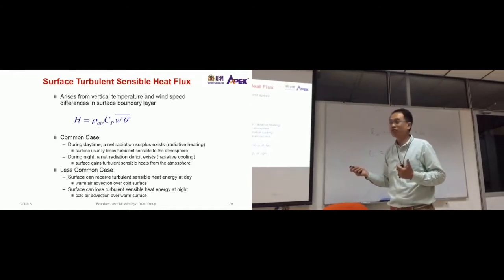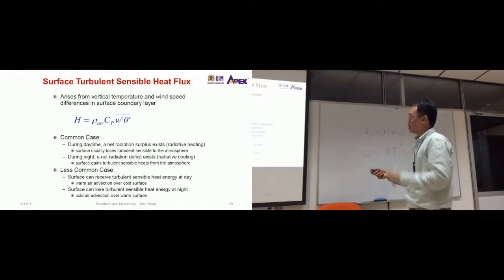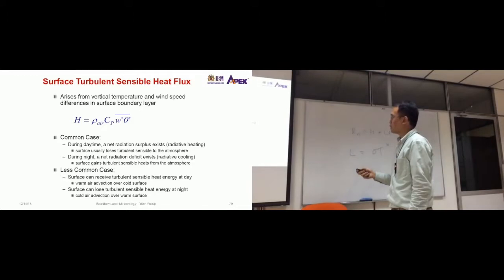This is something like the bulk transfer equation. So it arises from the vertical temperature and wind speed differences in the surface. Okay, this is sensible heat flux, Cp, and then that is a sensible heat flux from eddy covariance, and when we multiply with the constant, then we get this H.